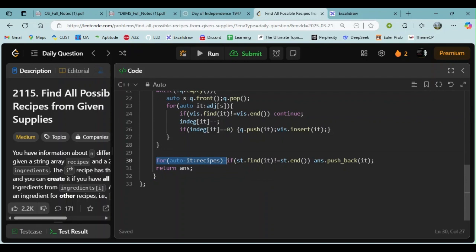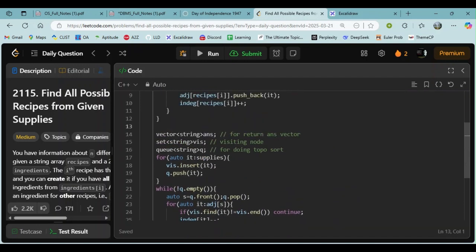Then I'm going to each recipe, and I'm trying to find if this recipe is already visited or not. Since I know that we only visit any recipe if its in degree is 0. So if its in degree is 0, we can make it, and if we can make it, we have to push it back in my answer, and then I will just return my answer.